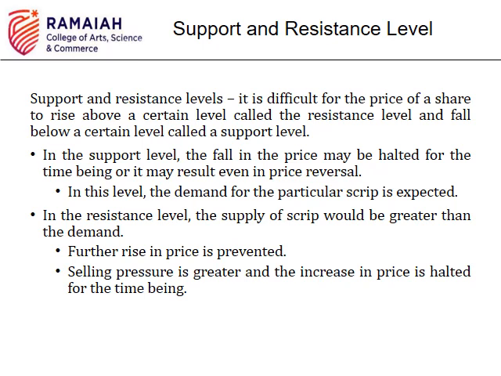So, support and resistance level. When I discussed a particular share in the last example that I gave you, the support level is nothing but 20 rupees, right? And the resistance level is 500 rupees. So let's try to understand this. It is difficult for a share price to rise above a certain level, that is called the resistance level. It's like the highest price at which a share can be traded in a market.